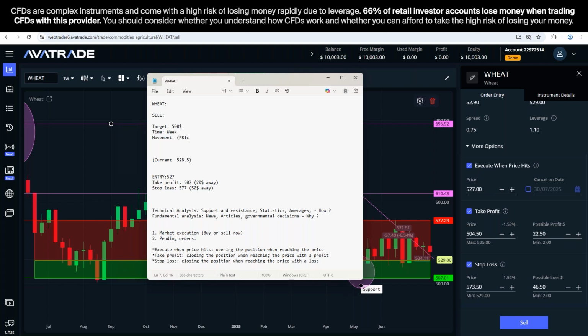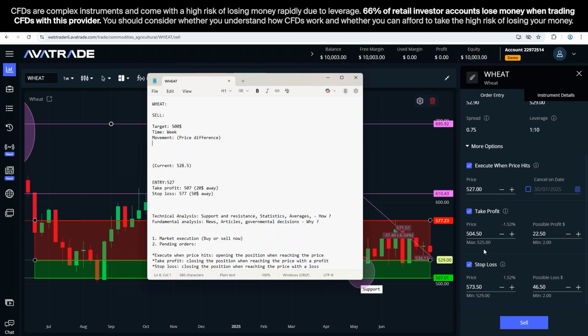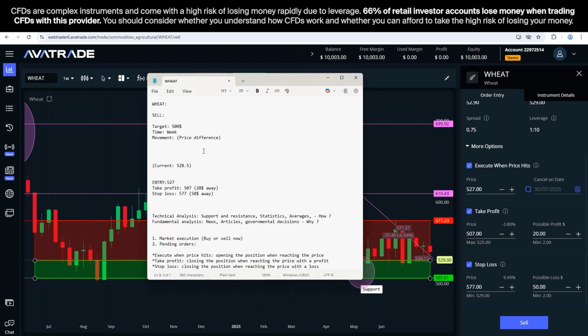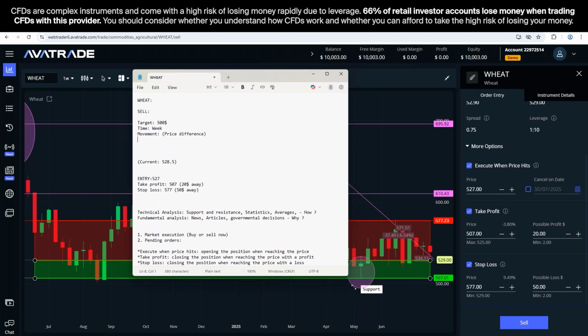So the movements are something I would like to validate. We'll take both of the levels that we've jotted down and see how far away they are from the entry. The take profit we said is 507 and 577 is the stop loss. How can we validate if those levels are reasonable or not?